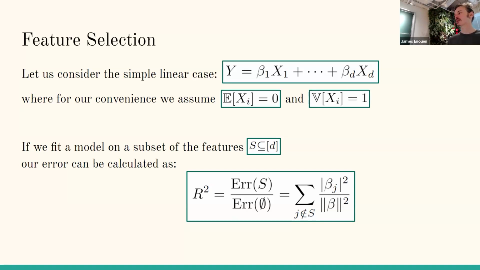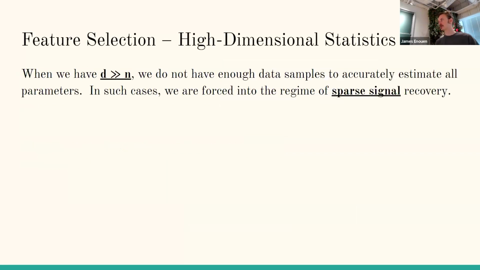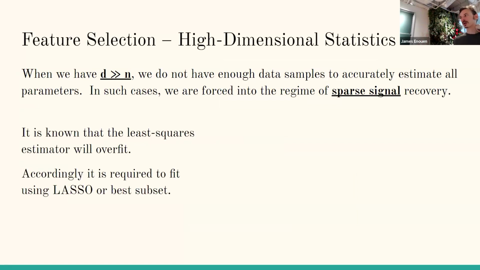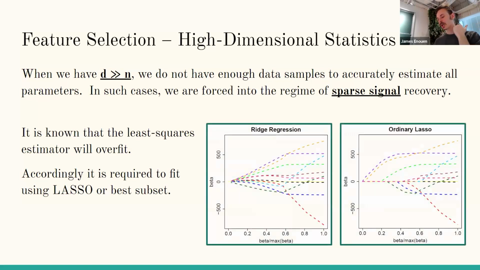Okay, but why would we not just pick all the beta and learn all the beta? Well, that's because of the high dimensional setting. So in high dimensional statistics, there's the scenario where your number of features is much larger than your number of samples. And so this always takes us into the regime of sparsity, where we can't recover all the beta. So we don't want to recover the small beta, and we just try to look for the largest beta. And it's historically known that least squares will overfit. We need to use lasso or best subset corresponding to L1 or L0 regularization. And then we'll kind of induce some sparsity on our terms.